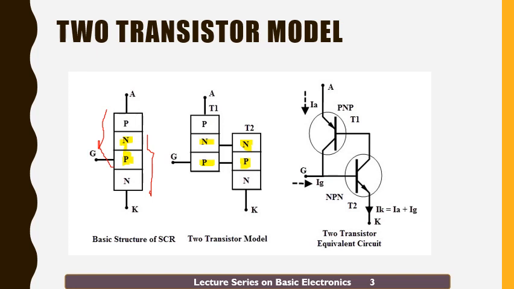The working of this is: the anode current flowing here is the emitter current of the transistor T1. The same current flows through the terminal. The gate current is applied here. Then IA through the base of the transistor, this IG applied, makes the transistor saturated. Because of this, the collector current is active, and you will be getting IK, which is equal to IA plus IG.